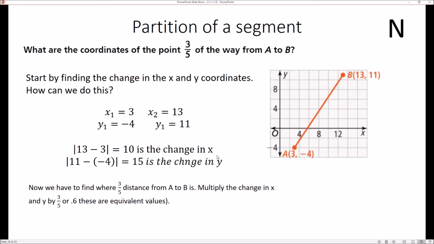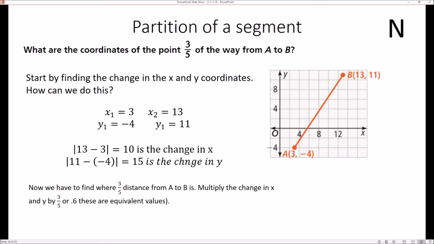So now I know the change in my x is 10, and my change in y is 15 because 11 minus negative 4 is the same as 11 plus 4, which gives me 15. So my change in y is 15.